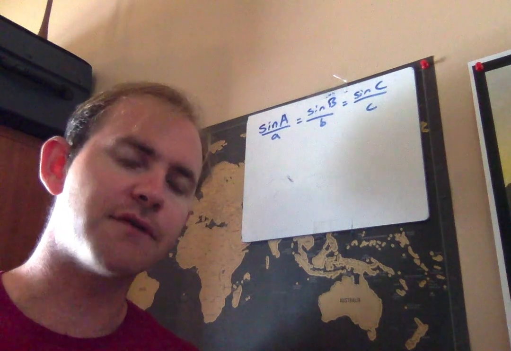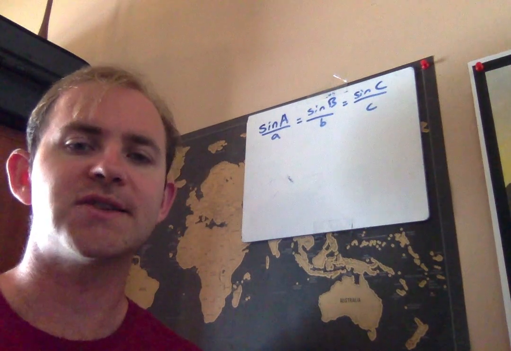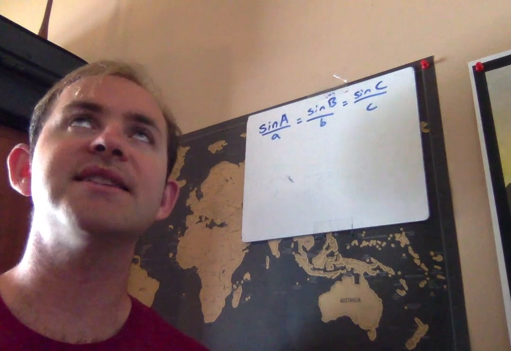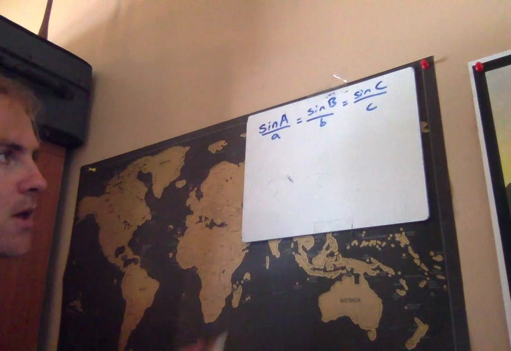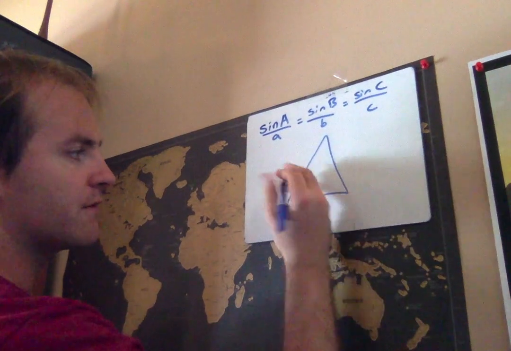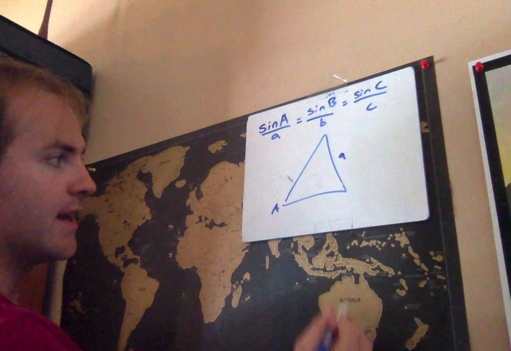Now, what are you looking for with these problems to set them up? You are specifically looking for an angle-side pair. Let me say that again. You're specifically looking for an angle-side pair. What do I mean by that? Let me draw a very crude example, all right? Let's say that's A and that's A, right?